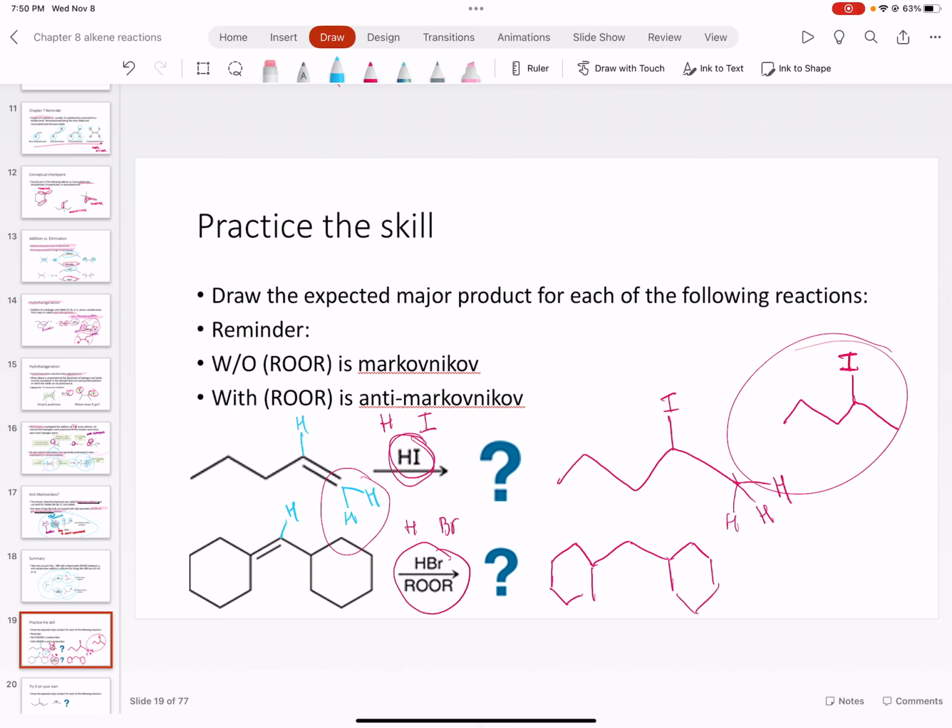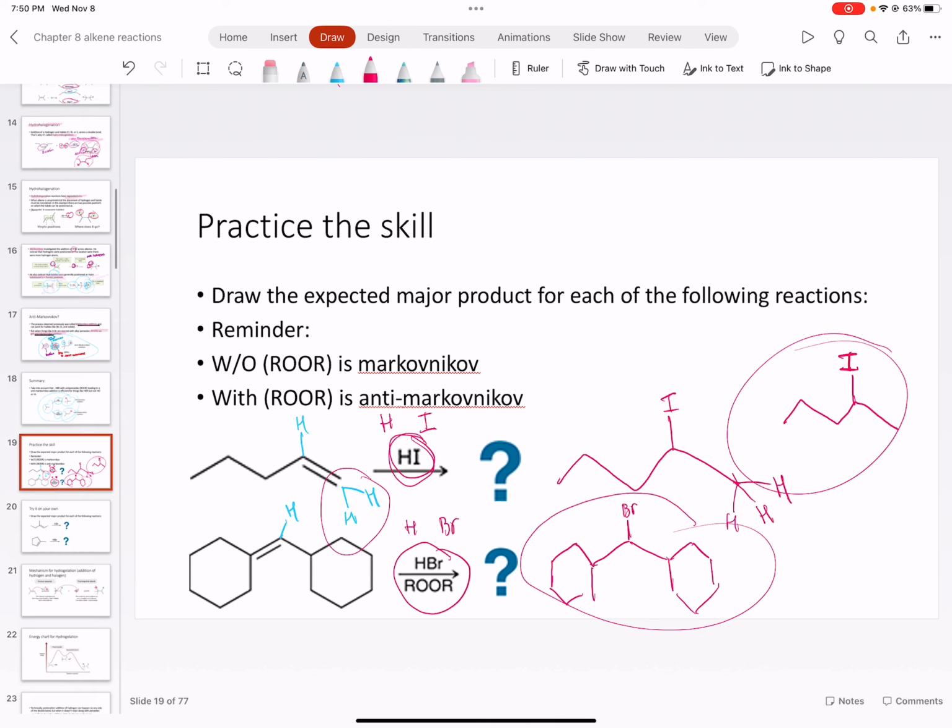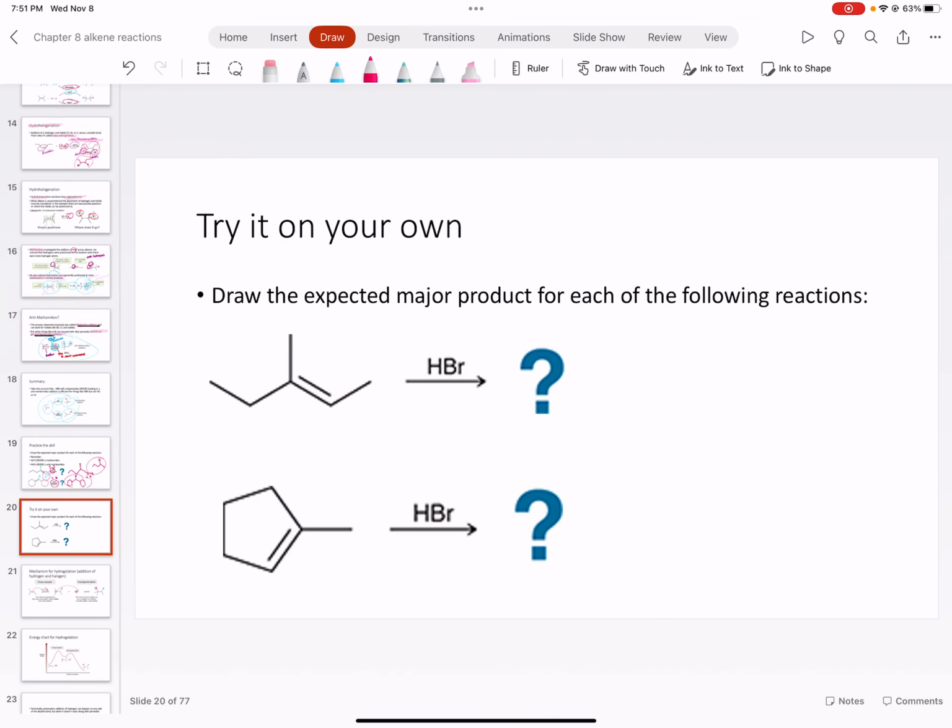But in here we're doing the opposite. We're not doing Markovnikov, so we're adding our bromine on the side that has more hydrogens. So my bromine will go in here, while I'm going to add my hydrogen on the more substituted part, which is going to be this one. And this will give rise to this product right here. So see, it's not that hard after a while. So then you can try it on your own.